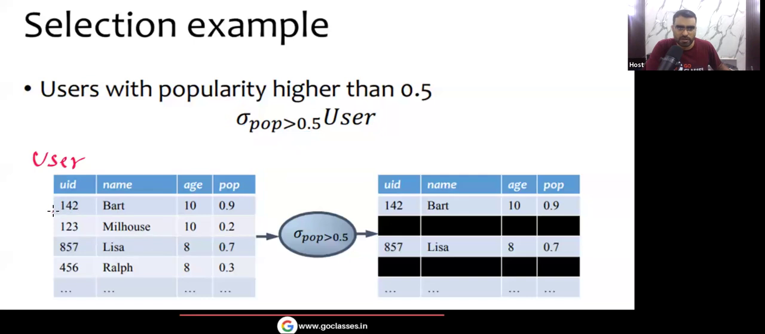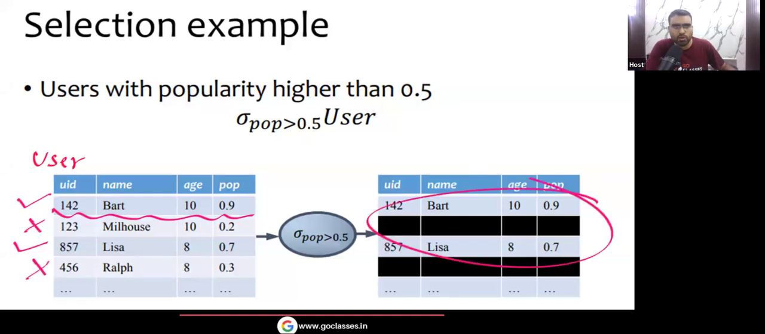Let's check this tuple. Here popularity is greater than 0.5, so this tuple will be selected. This tuple will not be selected. This tuple will be selected. This tuple will not be selected. Finally, in the result, there will be two tuples.